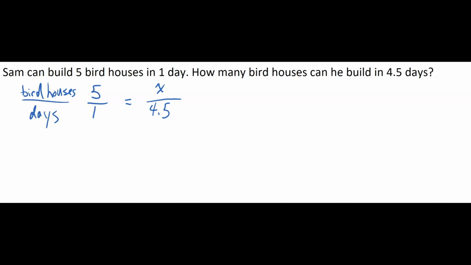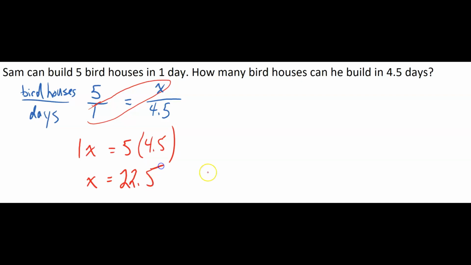And if I set cross products equal, 1x, or just x, is equal to 5 times 4.5. So x is equal to 22.5. So he can build 22.5 birdhouses in 4.5 days. I suppose if he stops halfway through building the birdhouse, he will have that much done after 4.5 days.